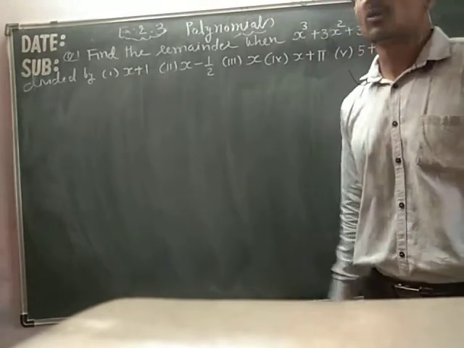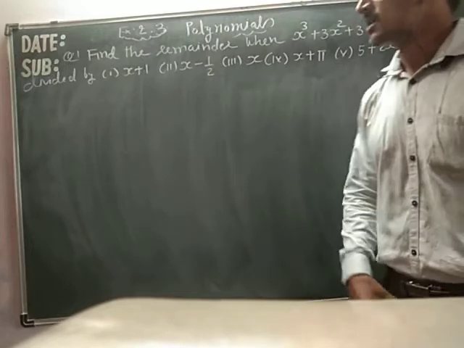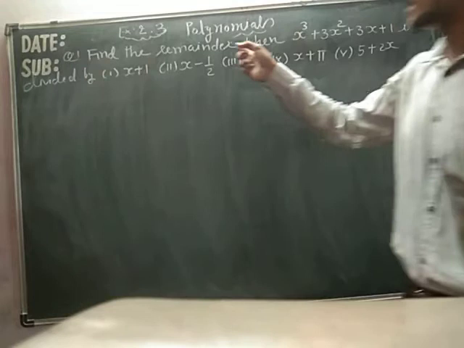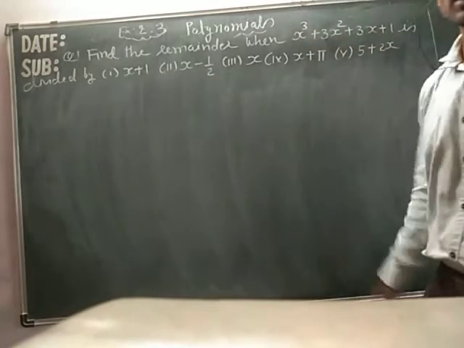Today we will do exercise 2.3. The chapter is polynomials. The first question from exercise 2.3 is: find the remainder when x cube plus 3x square plus 3x plus 1 is divided by these numbers.